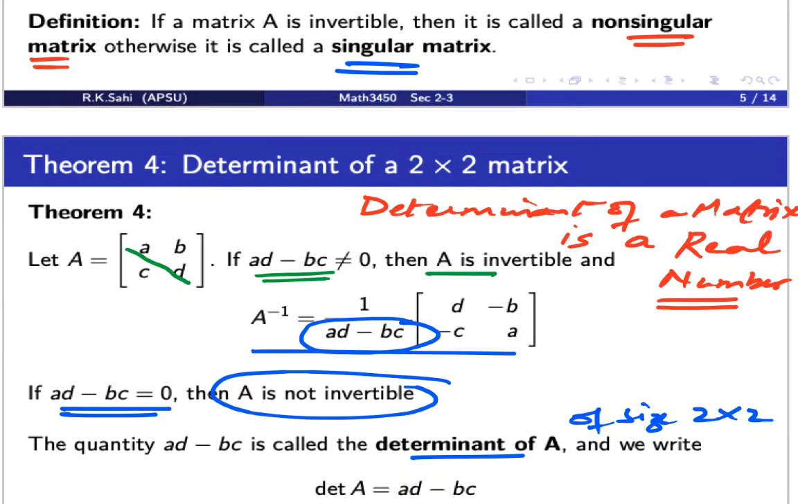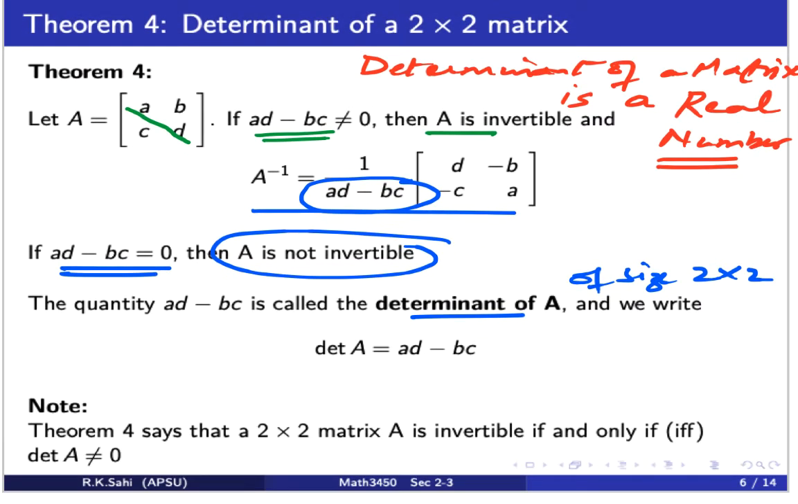We have a very powerful theorem. Theorem 4 says that a 2 by 2 matrix A is invertible if and only if the determinant of A is non-zero. So you don't even have to do the whole process of finding an inverse. You just find the determinant. If it is 0, it's not invertible. If it is non-zero, it is invertible. As simple as that.